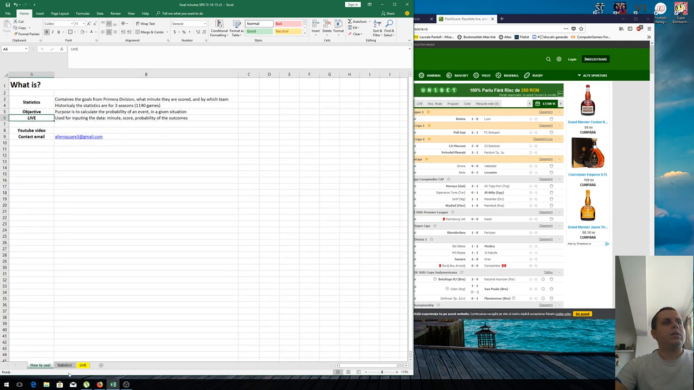So the statistics tab here contains all goals in Primera División. So these are the historical results used for calculation in this file. You have the result, you have at what minute they scored, and which team scored. Historically, the statistic is done for 3 years, so you have over 1,000 games in this file. The purpose is to calculate the probability at a given minute in a given situation. So this is why I made the file. Then the live tab is used for inputting data for actually using the file.